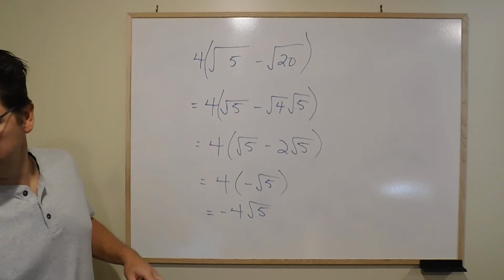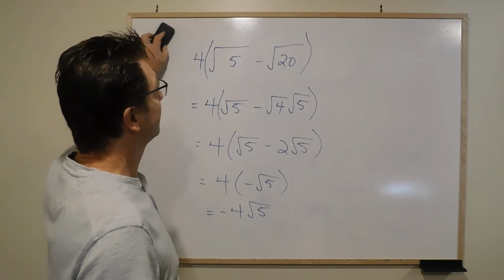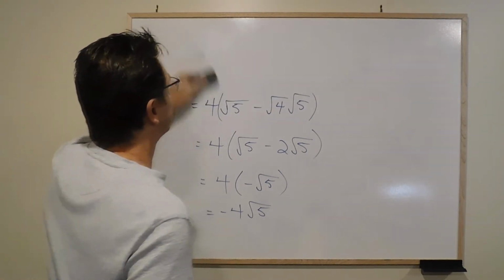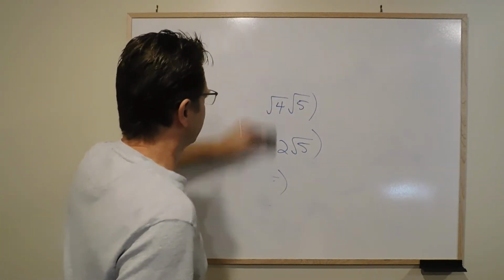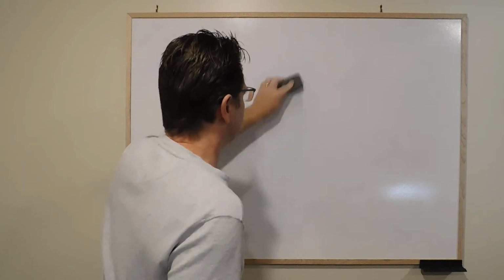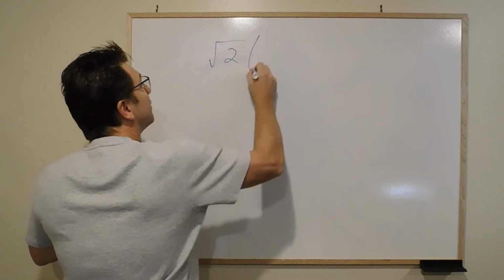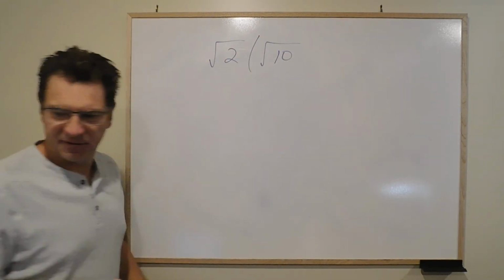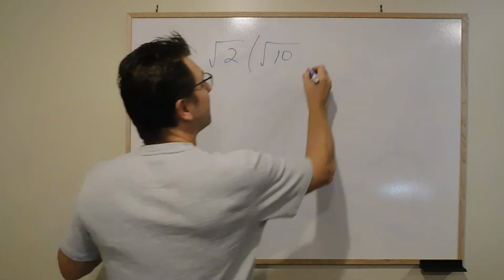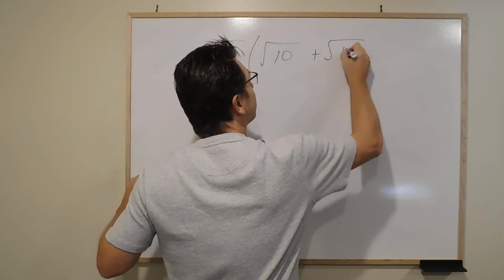Root 2 times the quantity root 10 plus root 15. Okay, plus square root of 15.